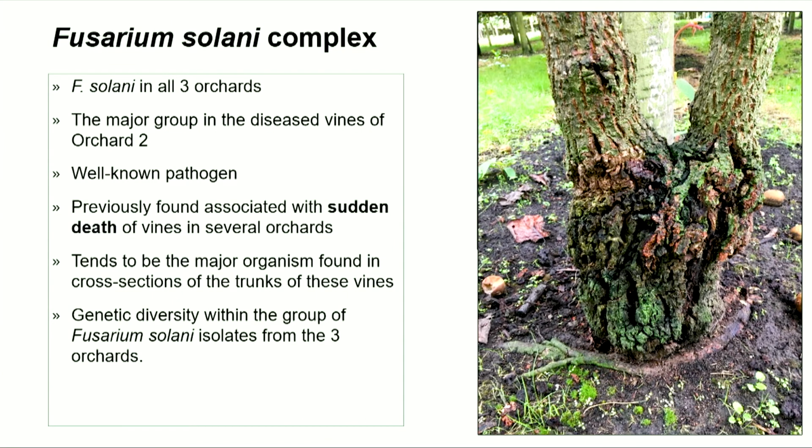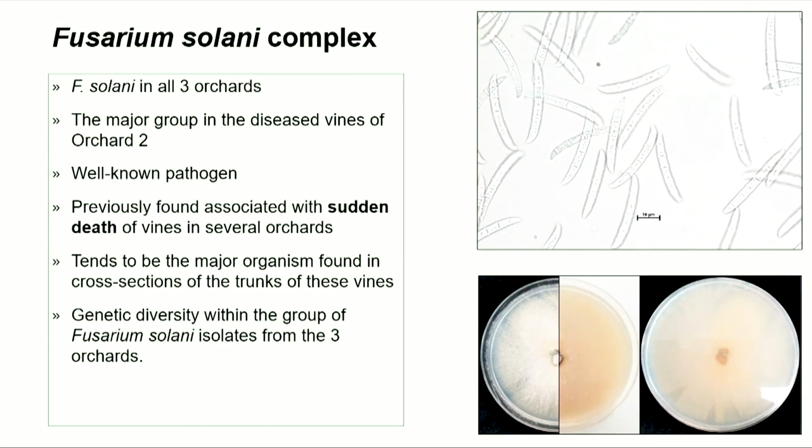Fusarium solani. This one's a bit of a worry. We found it in very high numbers in all 3 orchards, but it was the major group of the diseased vines in orchard 2. And if you remember, that's the one that had the high numbers of collar rot. It's a well-known pathogen, and it's been found in hundreds of different crops around the world. And we have previously found it in New Zealand, associated with sudden death of vines in several orchards. And in those cases, it tends to be the major organism in the cross-sections of the trunks in those vines.